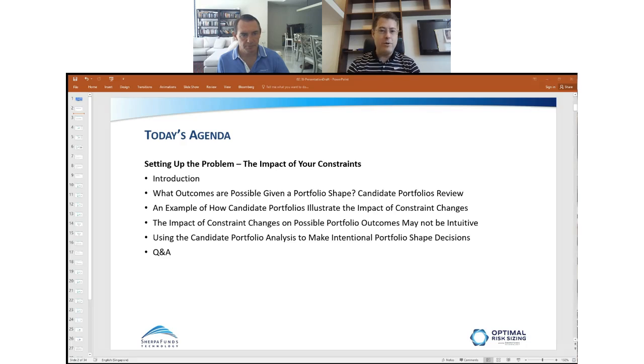Then we're going to go through a series of different constraints to show that this is an important thing to tackle quantitatively. It's important to think about consciously, because practically speaking, most PMs don't really know the impact of their constraints, and as we'll see, they're not necessarily intuitive. Finally, we'll wrap it all together and see how you can use this to make better decisions and put yourself in a better set of possible outcomes for your portfolio.